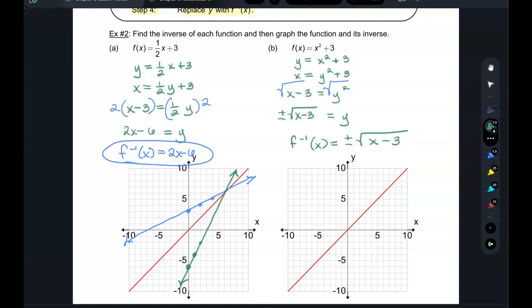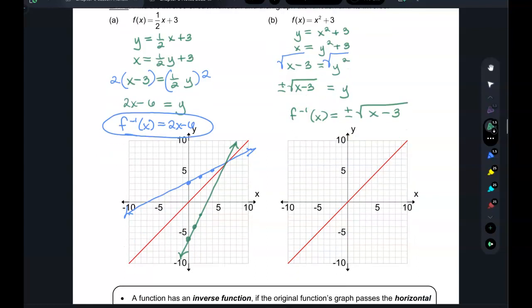Now let's go ahead and graph it. So how do you graph f of x equals x squared plus 3? Well, you go positive. Okay, so I'm going to go up 3. And then you do the parabola thing. Make that U shape, that parabola. Or you do negative.